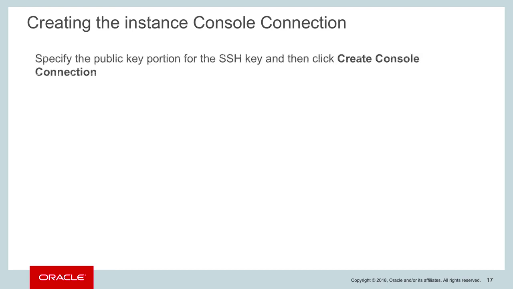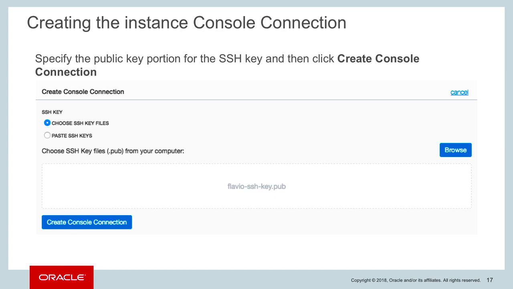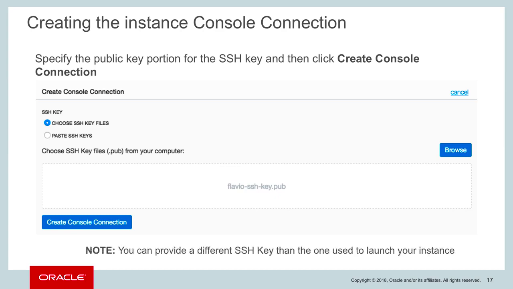And once you do that, you have to specify the public key portion of the SSH key and then click create console connection. So this SSH key doesn't have to be the same SSH key that you use to launch your instance. It can be a different SSH key, and I recommend that you use a different one. So you can have a little bit of control of which keys are used for SSH connections and which keys are used for instance console connections.